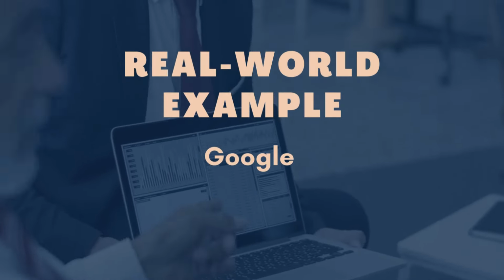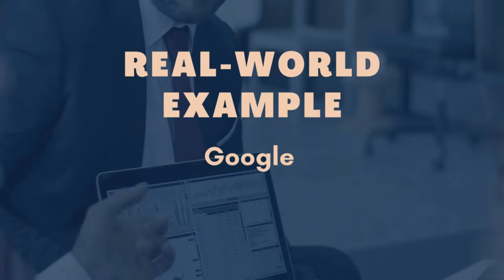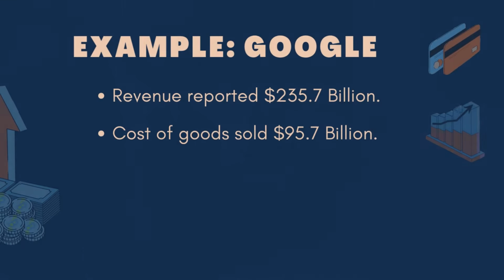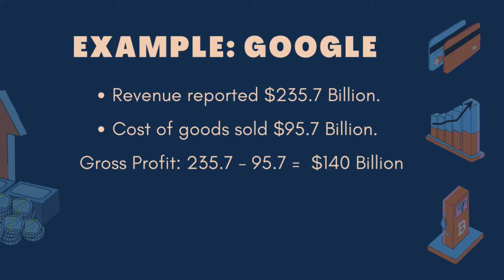Let's consider Google's income statement as an example. Google, a tech giant known for its innovative products and services. Taking a closer look at their financial performance, starting with the revenue side, Google reported $235.7 billion in total revenue during the fiscal year. Moving on to the cost of goods sold, we can see that Google incurred a cost of $95.7 billion. After subtracting the cost from the total revenue, Google achieved a gross profit of $140 billion.